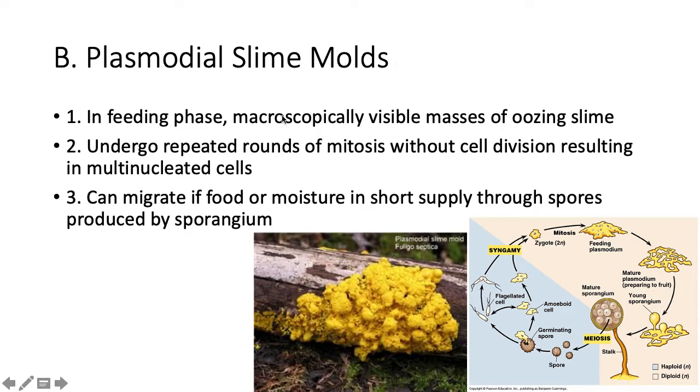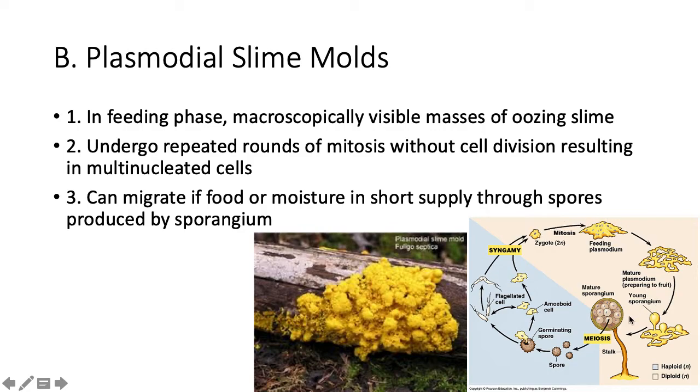Another cool thing about plasmodial slime molds is that they can migrate through spores if the food or moisture is in short supply. So they'll form a stalk, and then a structure called the sporangium, which stores the spores. The spores will undergo meiosis and then be released. They are flagellated, so hopefully they find a new place to live and then undergo syngamy to form a diploid and start the whole process again.